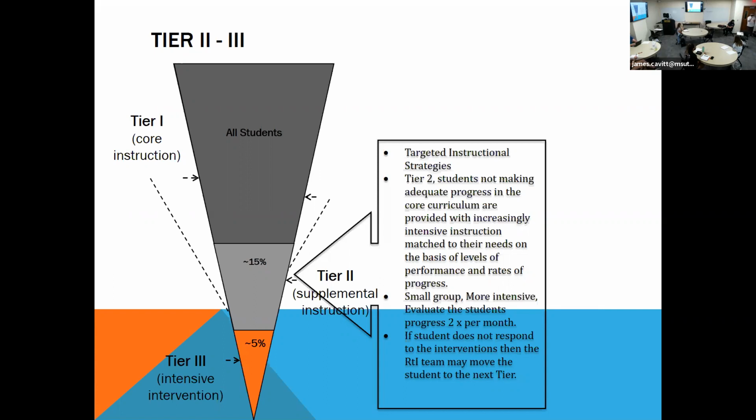But what do we know about Steve? If everybody's on track to do one, he has to really rush, doesn't he? So that's not a good thing. So we've got to figure out some interventions that accelerate that learning for him.